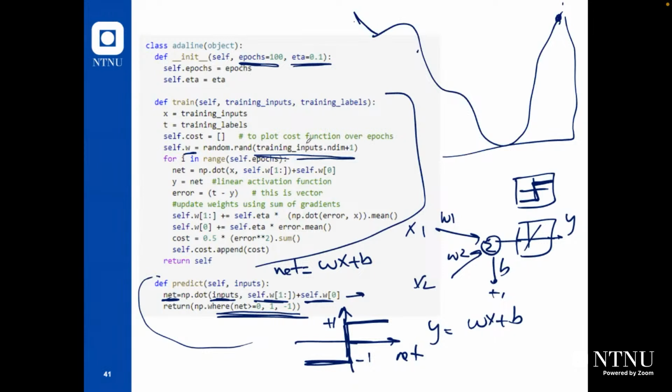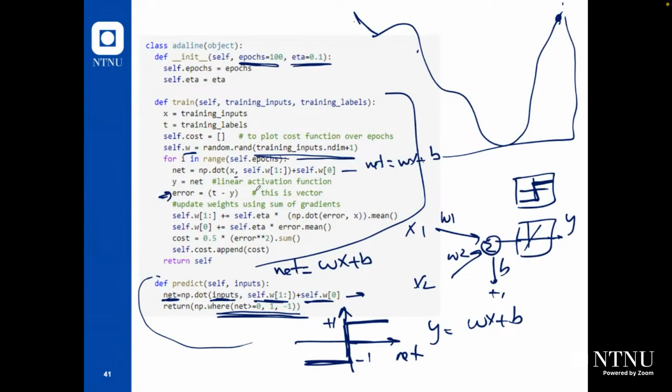And after that, for each epoch, we will calculate the net value. So net will be omega x plus b. This one, net equals omega x plus b. And after that, we will use this linear activation function. So y equals net. And once you calculate y, you will calculate the error value, right? Error will be t minus y.